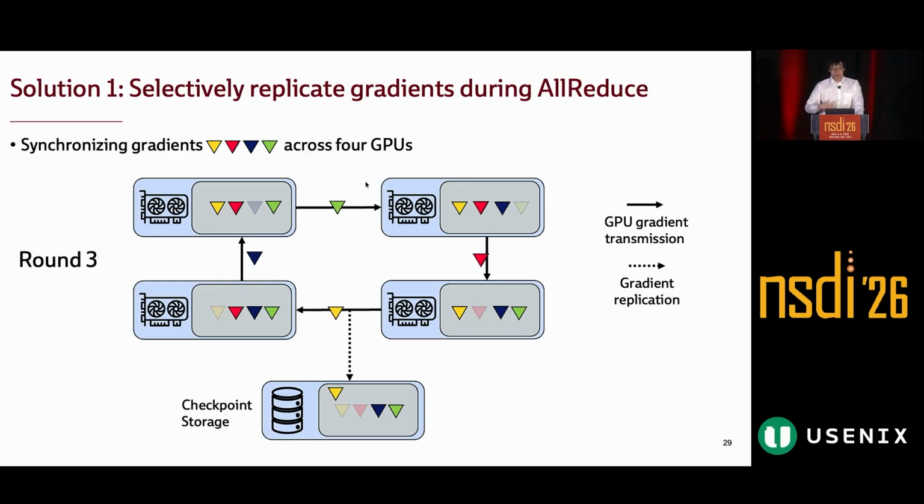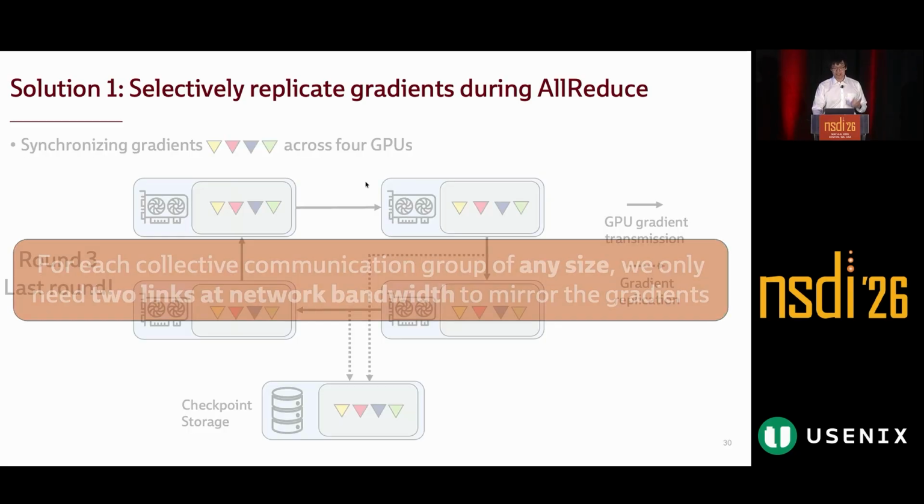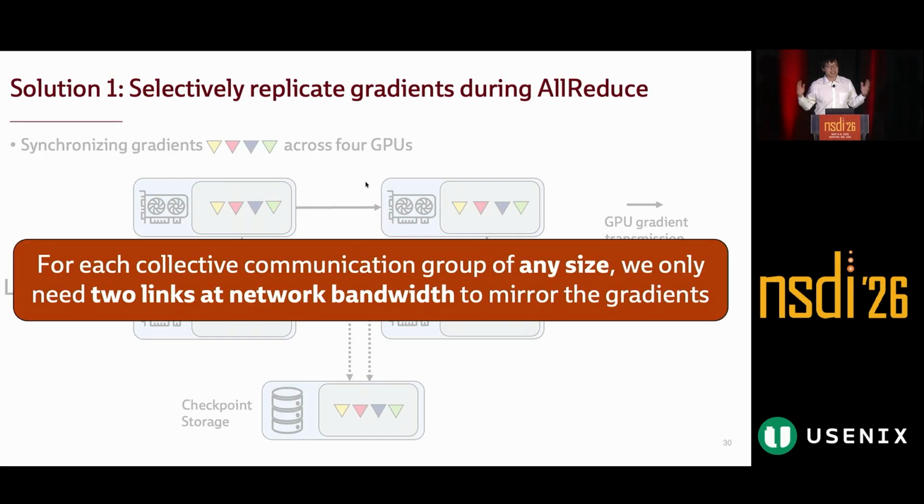Then round 3 begins, and we do the same replication. But now, there is a problem. This is the last round of this algorithm, and we need to have all of the gradients on the storage node afterward. And hence, this is where we need a second replication stream from another link for this transmission to fill the red gradient and finish our algorithm. What we see is that we need to replicate one piece of gradient information every round of the transmission, except the last one where we need 2 of them. Hence, for each collective communication group of any size, we only need twice the per GPU bandwidth to mirror the entire set of the gradients.